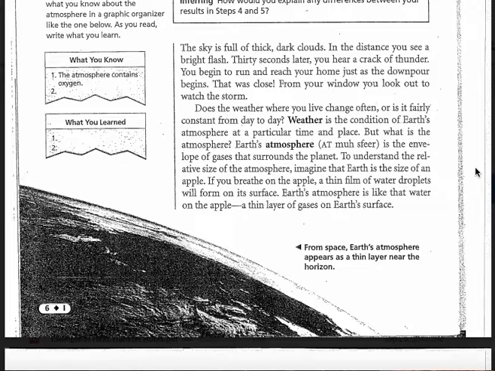Weather is the condition of Earth's atmosphere at a particular time and place. But what is the atmosphere? Earth's atmosphere is the envelope of gases that surrounds the planet. To understand the relative size of the atmosphere, imagine that Earth is the size of an apple. If you breathe on the apple, a thin film of water droplets will form on its surface. Earth's atmosphere is like that water on the apple, a thin layer of gases on Earth's surface.